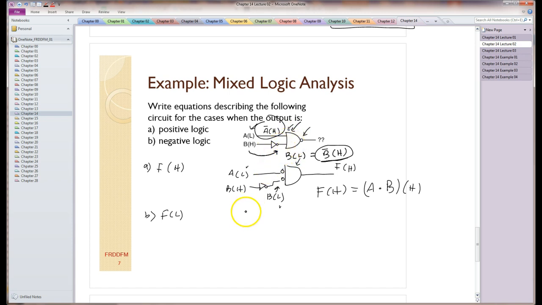So I'm ready to write the answer to this thing. It's going to be F. And that's the answer to B.